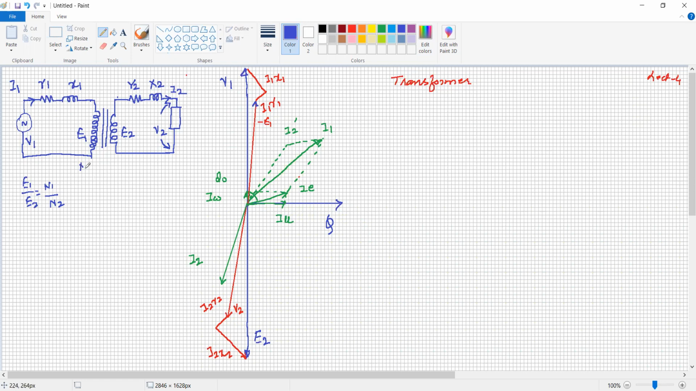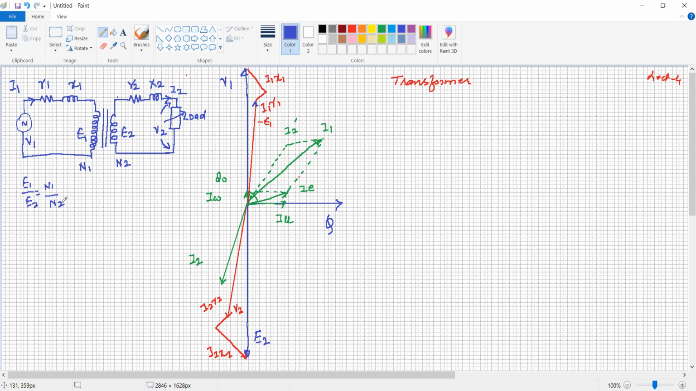So let this number of turns be N1 and this number of turns be N2. The winding which is connected to the source is called the primary winding, and the winding which is connected to the load is called the secondary winding, or it may be the LV winding and HV winding.